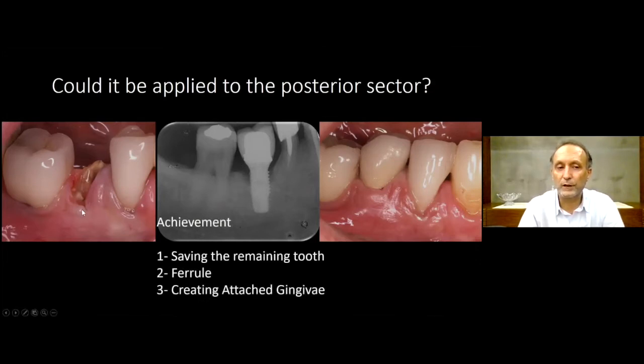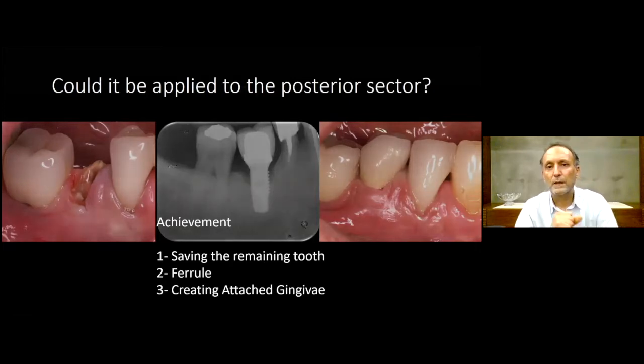Definitely we created a ferrule, but most importantly, we were almost at 0 or 1 millimeter of attached gingiva with a Stillman fissure on the gingiva. Look what happened. We stretched the attached gingiva and we have a much wider band of attached gingiva around this tooth. Compare the before and after in this case.